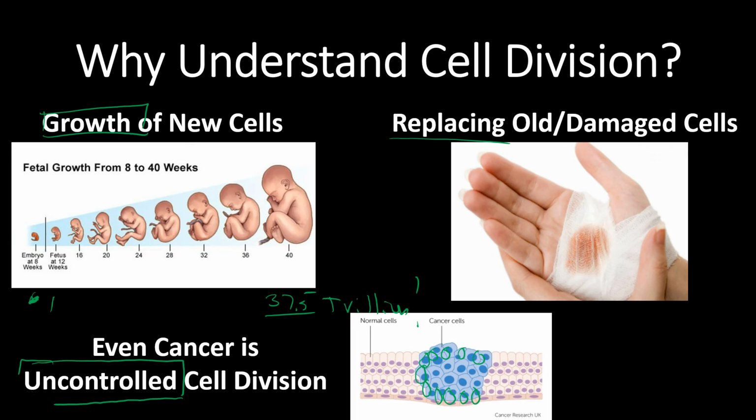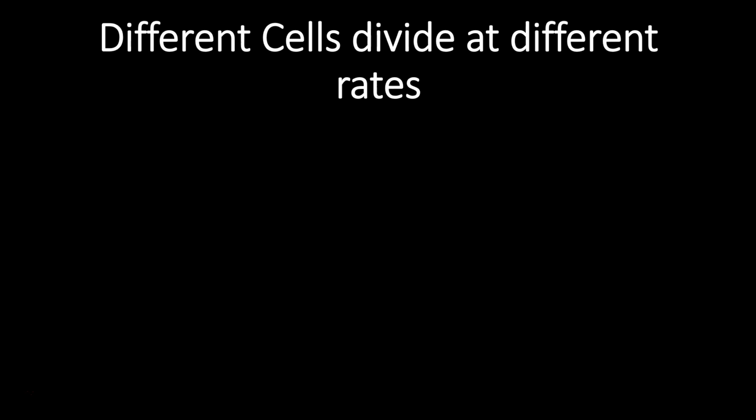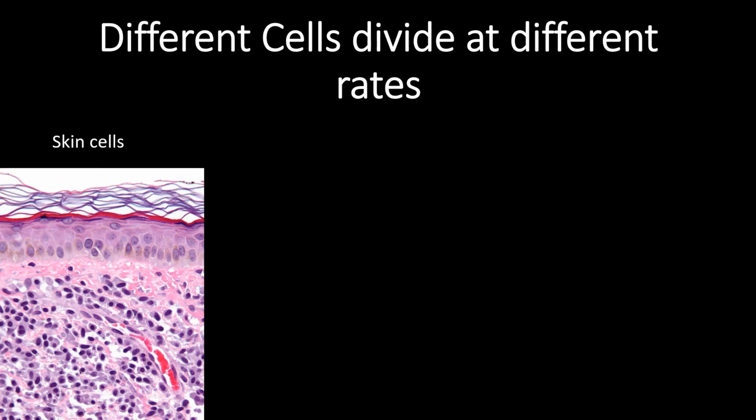So these cells could cause damage to the nearby tissue. They could get so big that they end up stealing all of your nutrients. So it'll starve these nearby cells, and it'll cause lots of problems. But that's what cancer is, uncontrolled cell growth. Some cells divide at different rates. So we have skin cells. These divide once every few days.